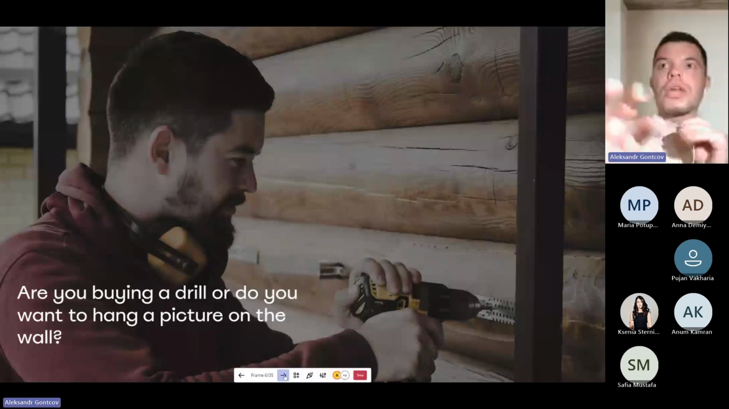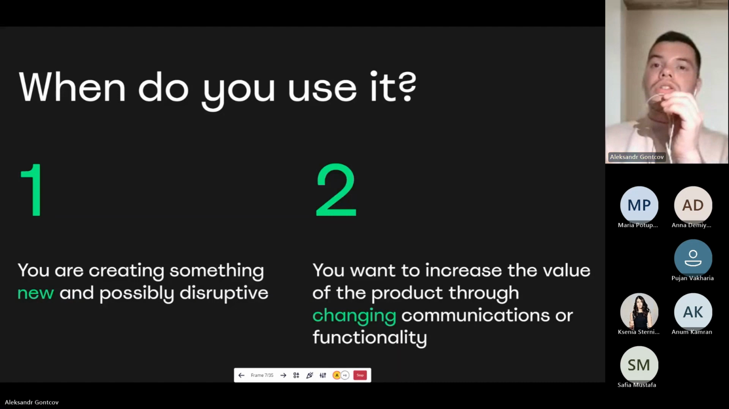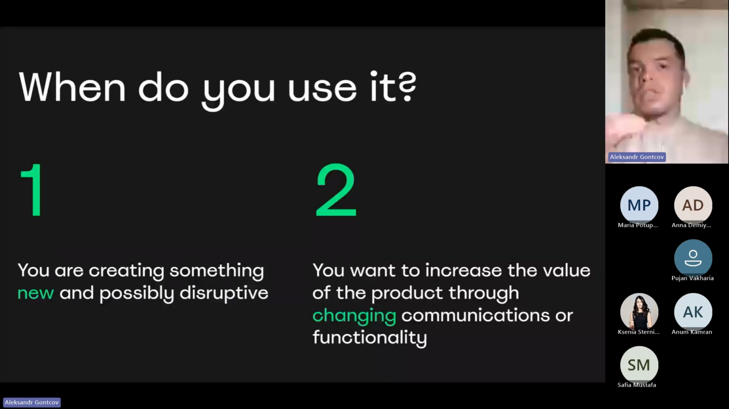Let's think about when you can actually use it. As you've heard a lot from me now, you need to actually create something new, possibly disruptive. It's either a new product, you're preparing a new launch, you're trying to find a new niche, or you are expanding your product functionality. Basically, again, the key here is novelty.